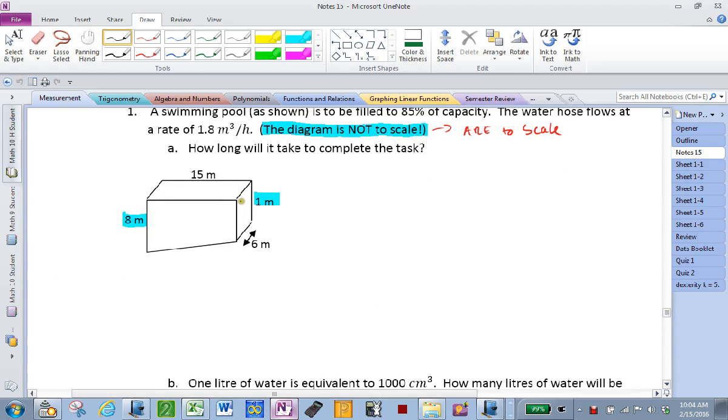This first question: how long will it take to complete the task? So, if it's 1.8 meters cubed per hour, I need to know how many meters cubed of water I need, yes? So how do I do that? Is that volume or surface area? Volume, right? Now, I told you not to be seduced by this drawing, yes?